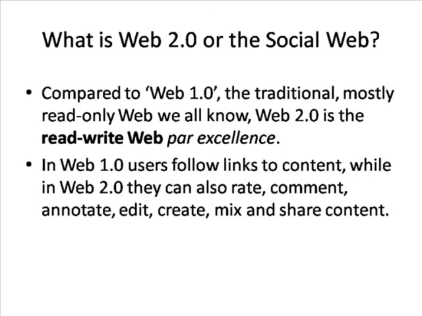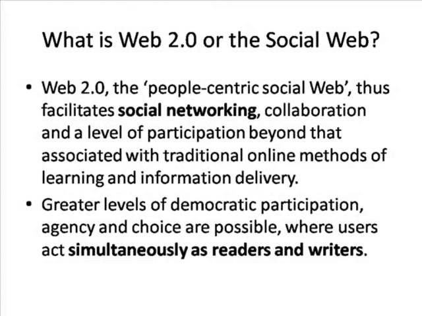In Web 1.0, users follow links to content, while in Web 2.0, they can also rate, comment, annotate, edit, create, mix, and share content. Web 2.0, the people-centric social web, thus facilitates social networking, collaboration, and a level of participation beyond that associated with traditional online methods of learning and information delivery. Greater levels of democratic participation, agency, and choice are possible, where users act simultaneously as readers and writers.